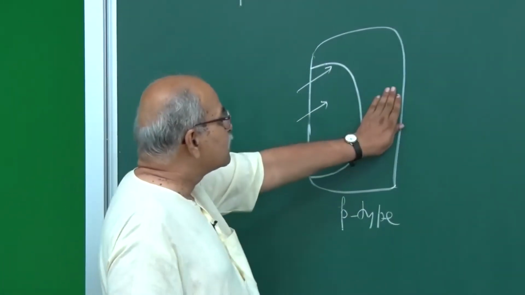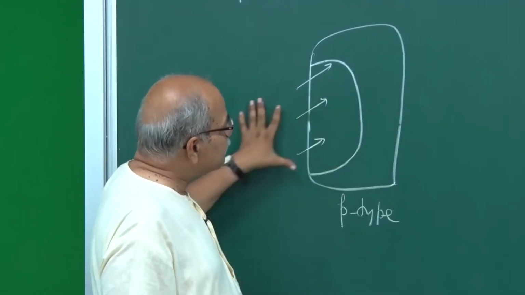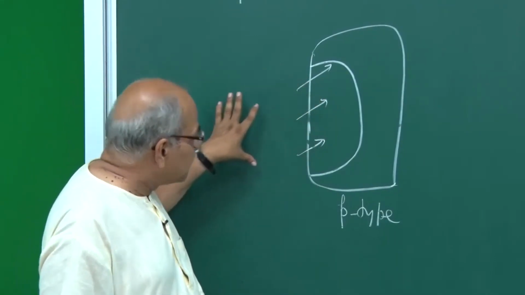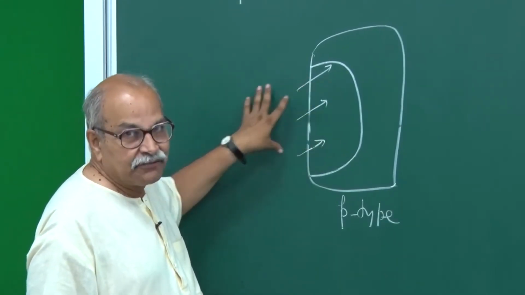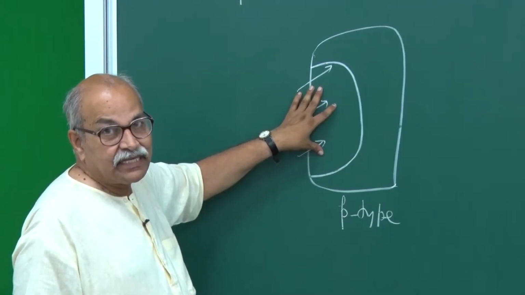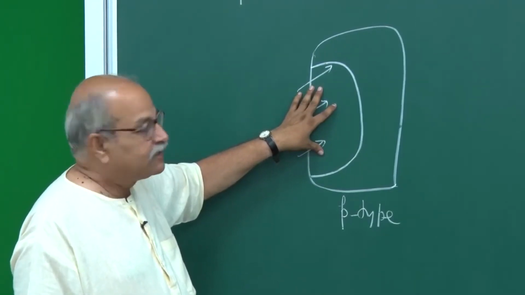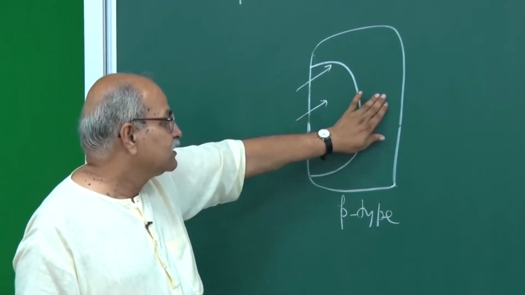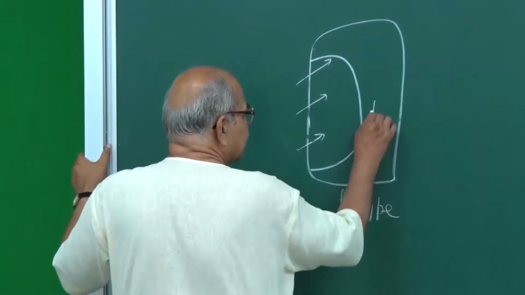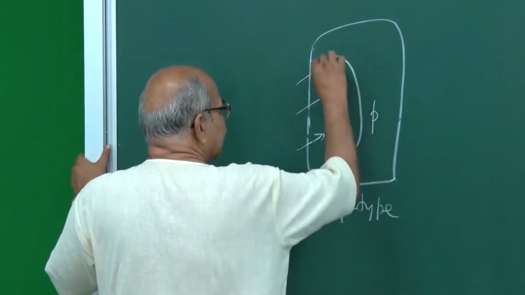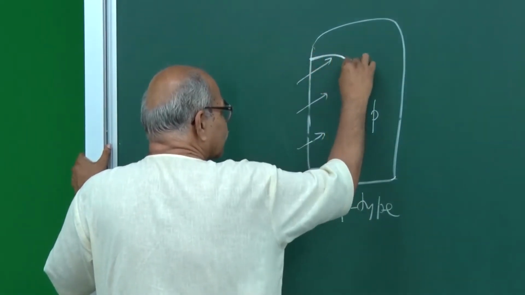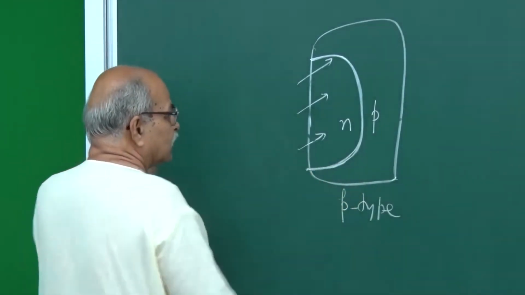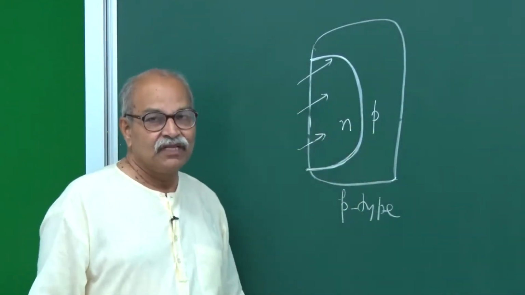So, this side still remains p-type, but here dopants of pentavalent impurities are driven into this, they are diffused into this in a larger concentration. So, this side becomes n-type and this side remains p-type. So, you have p-type here, you have n-type here, and this is the junction. This is that junction. So, this is the p-n junction.